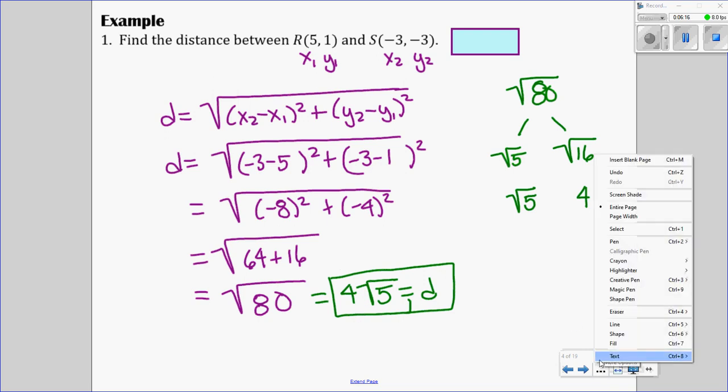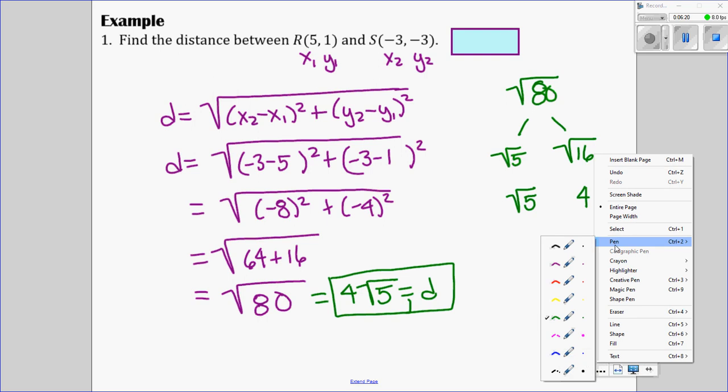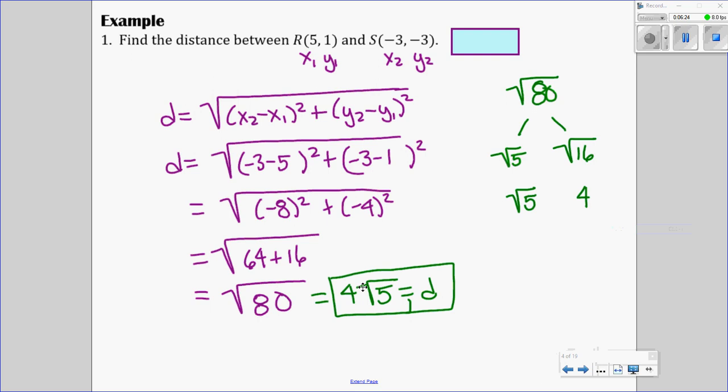So if I don't ask you to give me the answer in its simplest radical form, then you could leave it as square root of 80. If I do ask you to simplify it, then you give me the simplified answer. Either way is the same unless there are specifications.